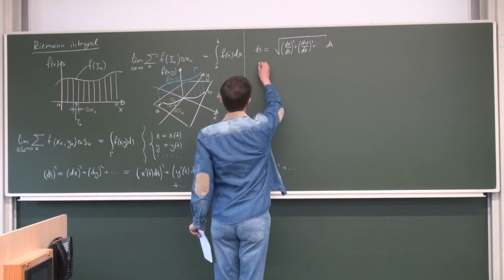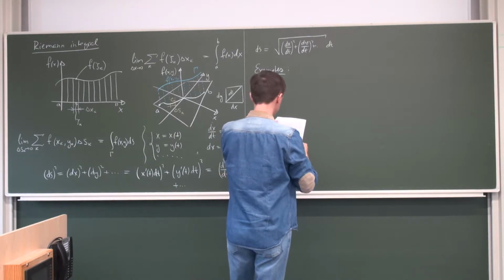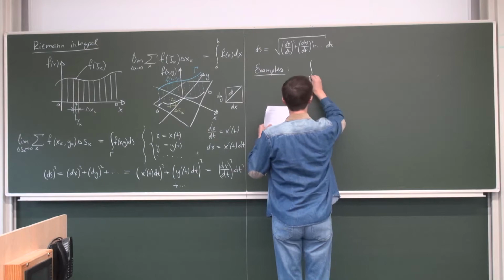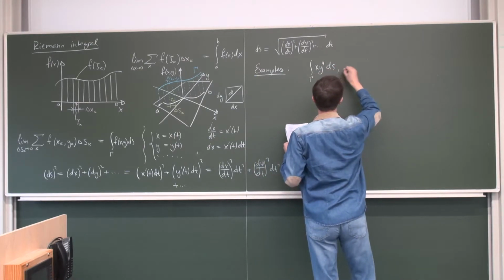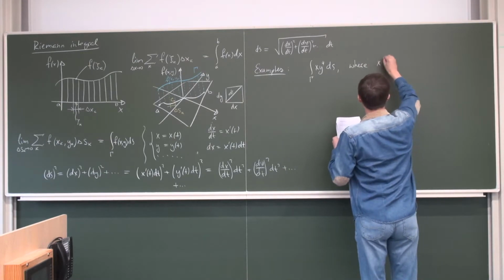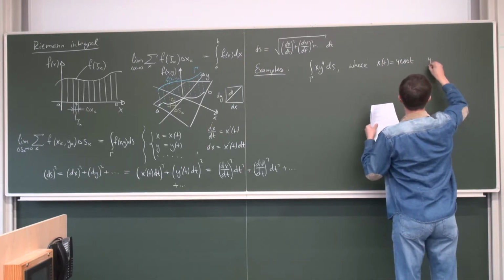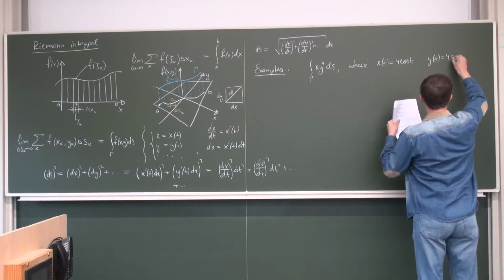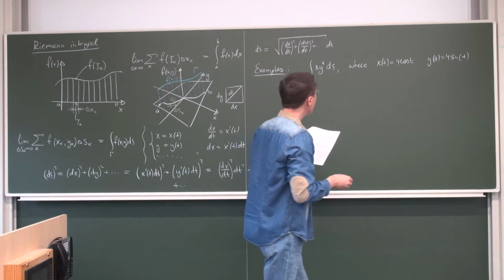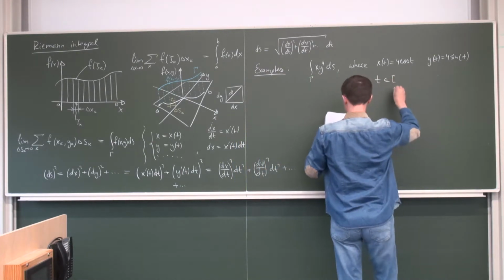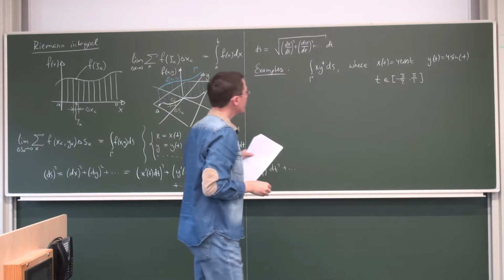So, examples. In your handout, an integral over a curve of x, y to the fourth ds, where x of time is 4 cosine t, y of time is 4 sine t, so some kind of circular motion. The x-coordinate is a cosine, the y-coordinate is a sine, and time here runs between minus pi by 2 and pi by 2. So a half circle. So we have a half circle circular motion.